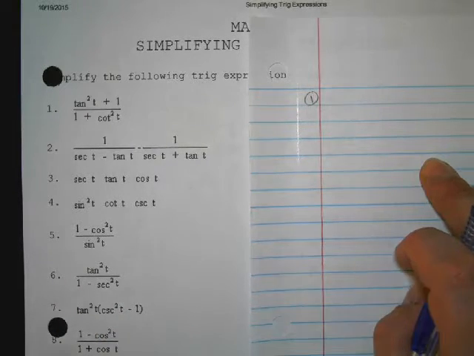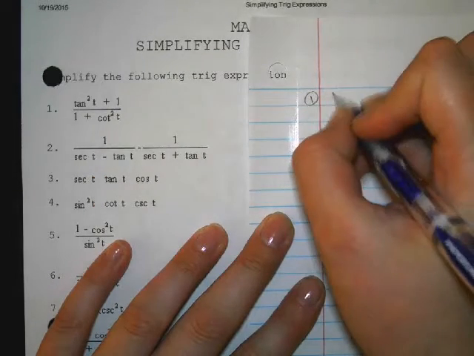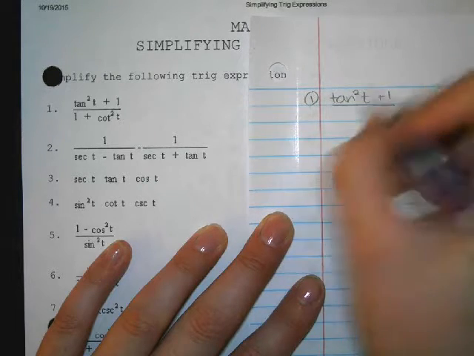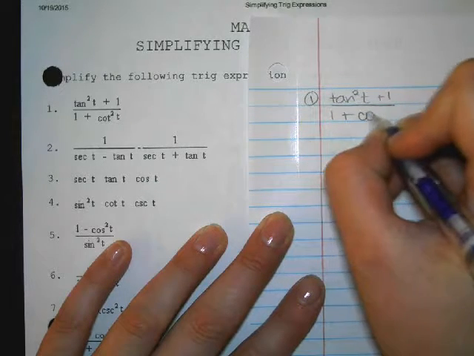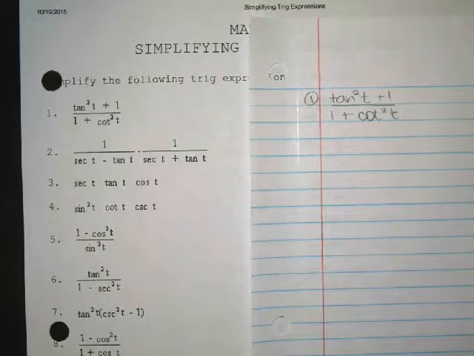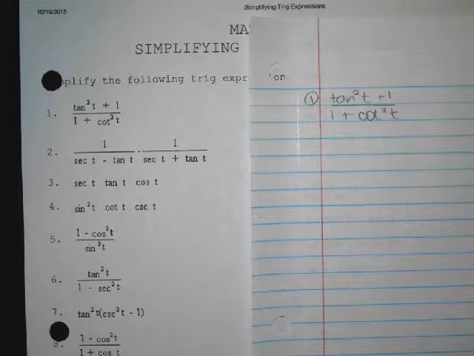All right, so for number one, it says here they're using a t instead of an x or a theta. So we've got tan squared t plus 1 and 1 plus cotangent squared t. And based off the strategies, what do we think? You don't use sine or cosine. We're not going to use sine or cosine because tan and cotangent have a direct relationship. But that direct relationship is, we could do that direct relationship actually. We've got two options, okay?